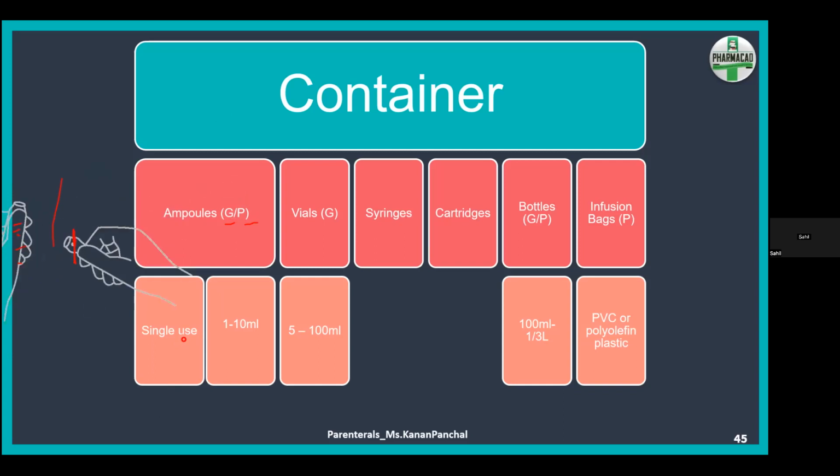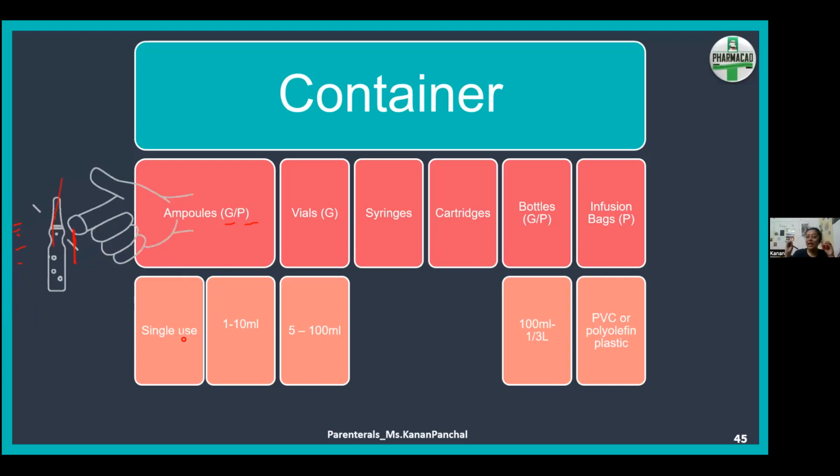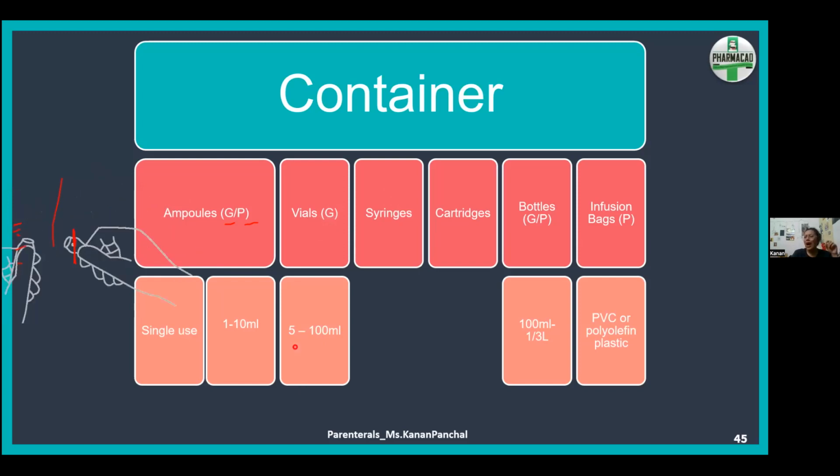No, ma'am. Okay. Ampules are single-use only and range from 1 to 10 ml. If you want to go a little more than that, then you go for vials. And vials are usually glass only. I have not seen plastic vials. Ampules you get, 1 and 2 ml content you can fill. 2 ml vials also come. But your book says 5 to 100 ml. Let us go with that. But 2 ml vials also come.